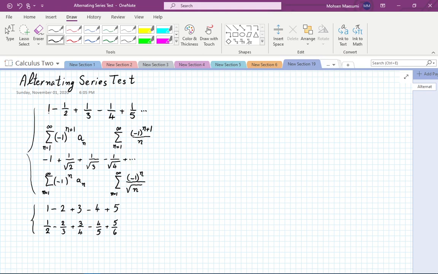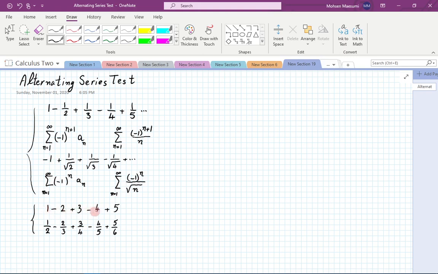If you start with the positive, the general form will be minus 1 to the power of n plus 1 times a_n, where n starts at 1. So minus 1 to the power of 2 becomes positive, and then you're starting with a positive. For example, this series can be written as the sum of minus 1 to the power of n plus 1 over n, as n ranges from 1 to infinity. This one, you can write as minus 1 to the power of n times a_n, because it's starting with negative. Either way.